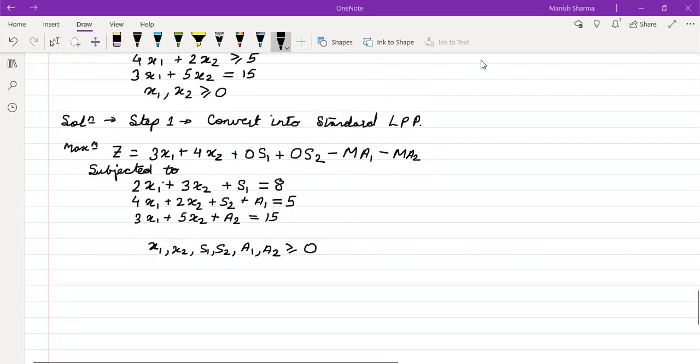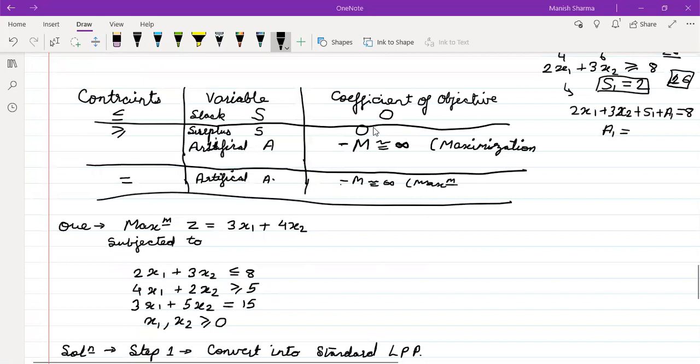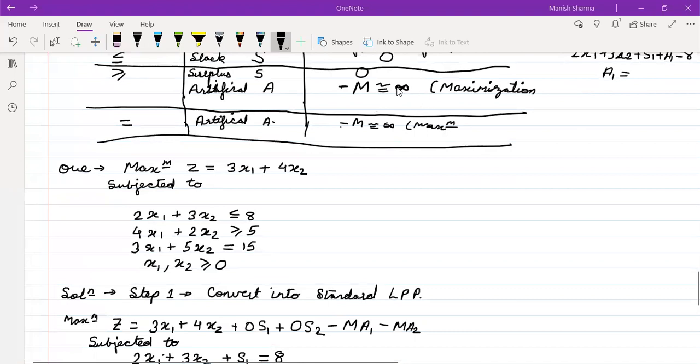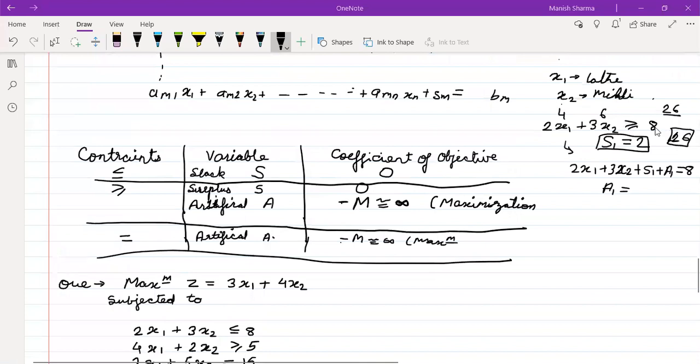Sir, I didn't get that. Like you said that the additional variables which we are adding should not impact the objective function. Correct. For slack and surplus variables, we are taking zero as the coefficient. Then M, sir? Because slack and surplus variables are real variables, whereas this is an imaginary variable, an artificial variable, because we are restricting it for the overutilization. There is no need for restriction, isn't it?